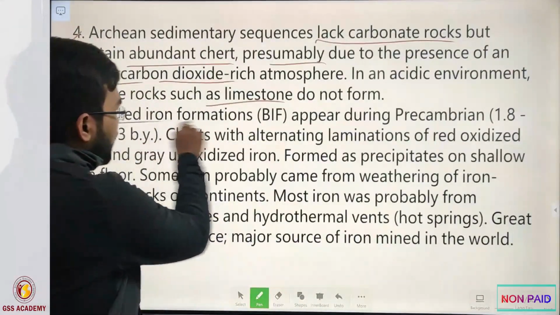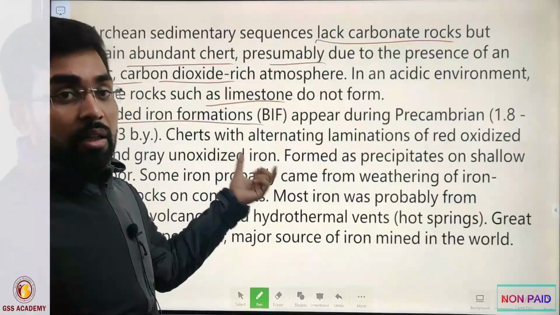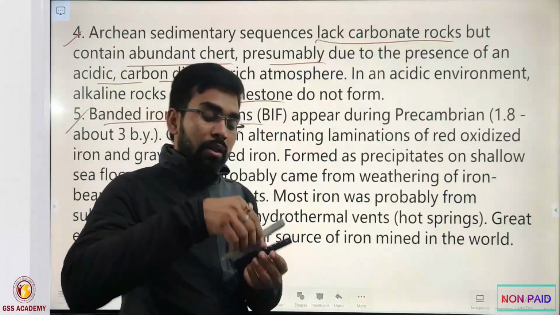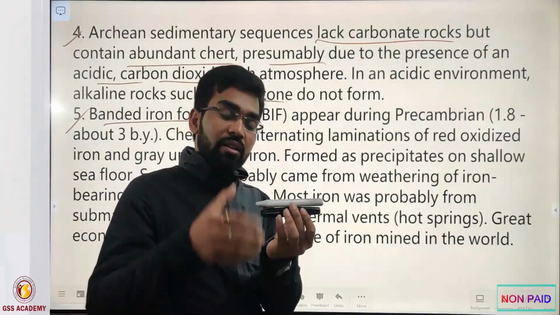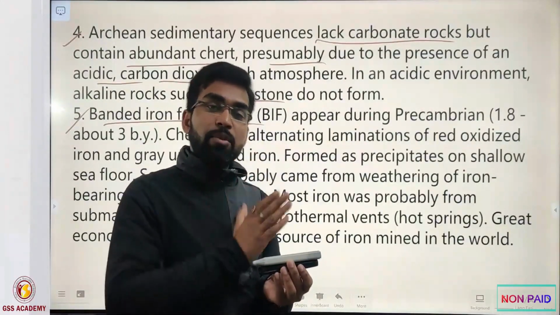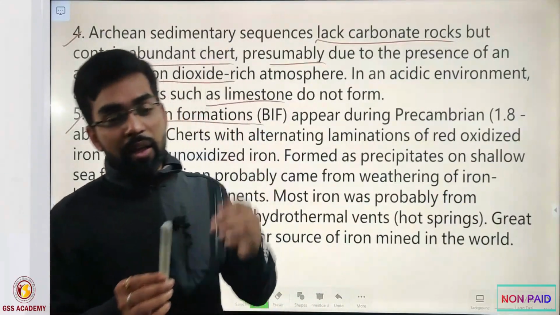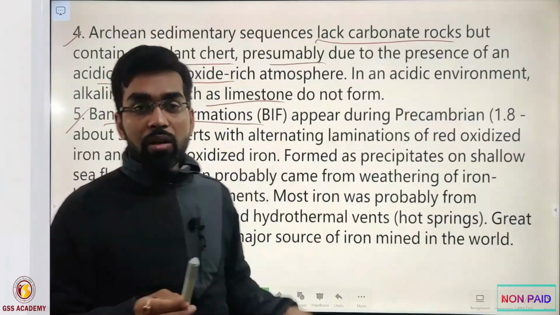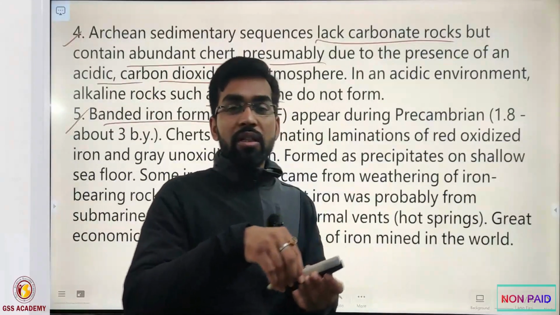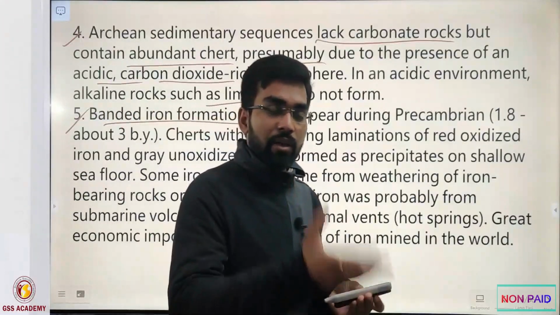The next one is banded iron formation, BIF. This is a major and very important marker that oxygen was not available at that time, because we all know the banded iron formations are alternate depositions of chert, silica and iron. Chert indicates the absence of oxygen. So when oxygen was not available, chert was deposited, and then as oxygen formed, the iron oxides and silica were deposited.